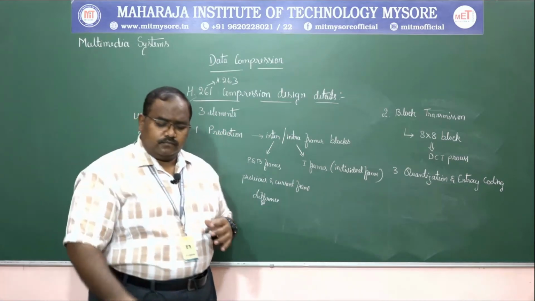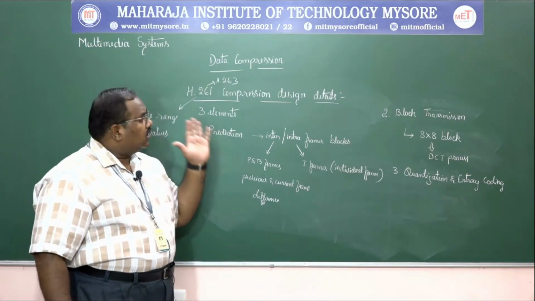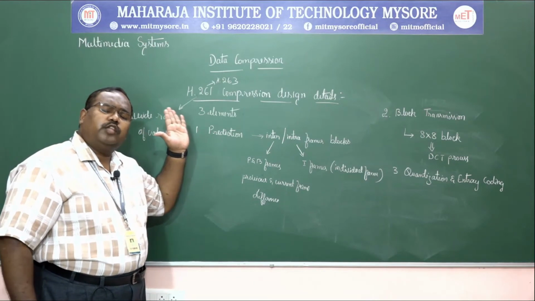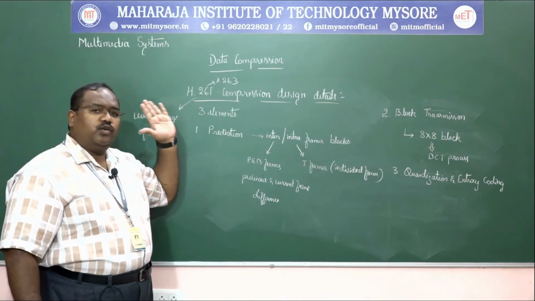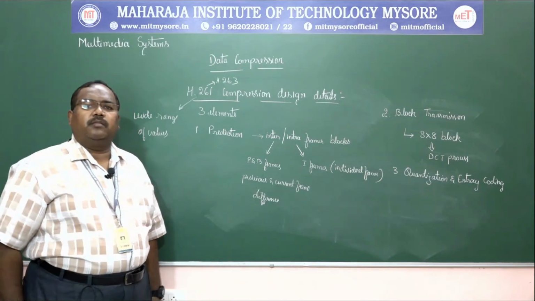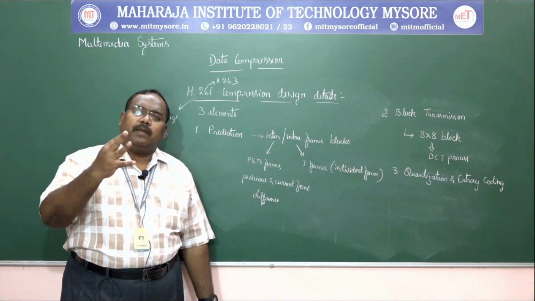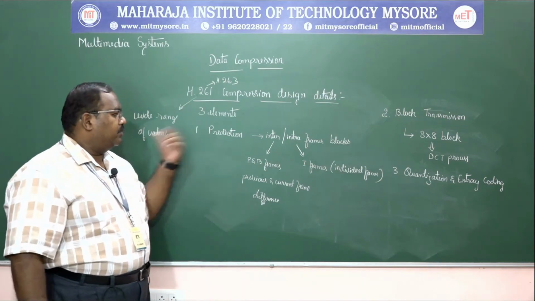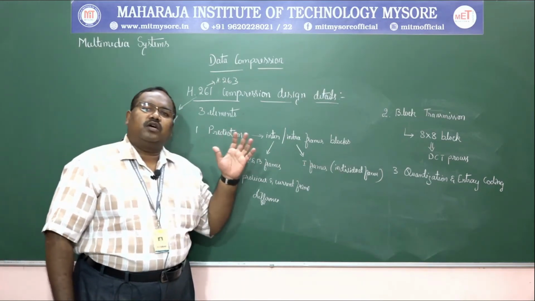So finally, when we talk about H.261 or H.263, the compression design details can be categorized into three main elements. The first element is prediction, where you find the blocks of frames.